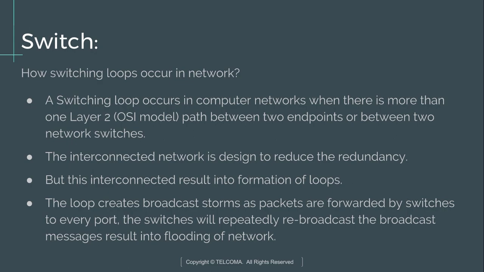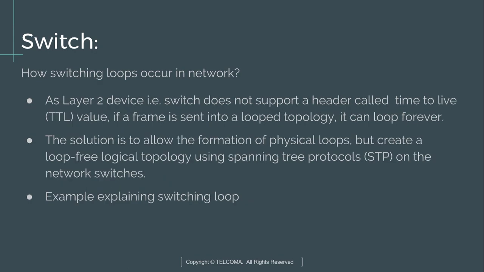The loop creates a broadcast storm as packets are forwarded by the switch to every port. The switch will repeatedly rebroadcast the broadcast message, resulting in flooding of the network, because any packet sent in a looped network will remain in the loop forever. It will not be discarded, so this causes flooding. And layer 2 devices don't support TTL, the time to live value. The header of the packet doesn't include this value, which defines the maximum number of hops or intermediate devices a packet can travel. So as it is not defined in the switch packet, if a frame is sent into a loop topology, it will loop forever in the network.